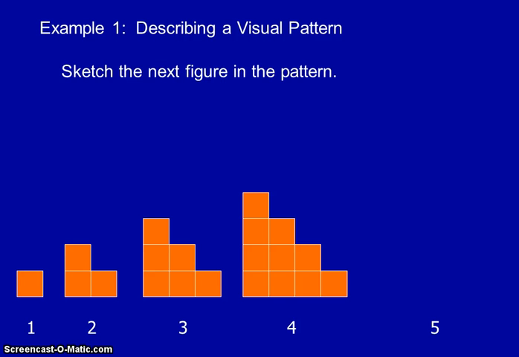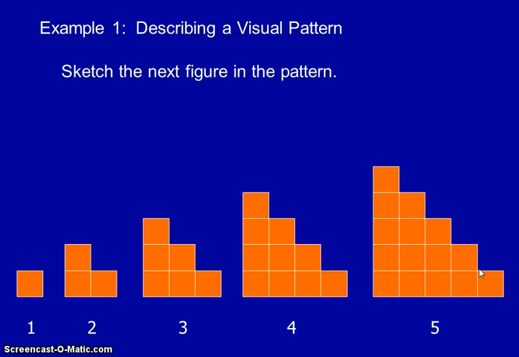Example 1, describing a visual pattern. Sketch the next figure in the pattern. Okay, we have one block, and then we have 3 in that shape, and then we have 3 up and 3 across, and we have 4 vertical and 4 horizontal. So the next one, 1, 2, 3, 4. Next one will be 5 up, 5 across.